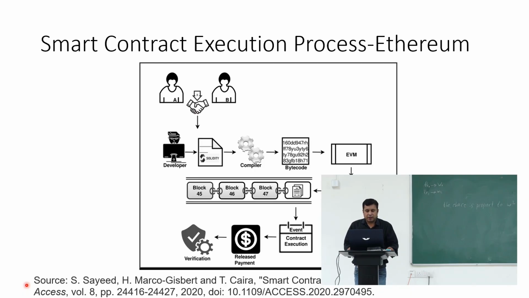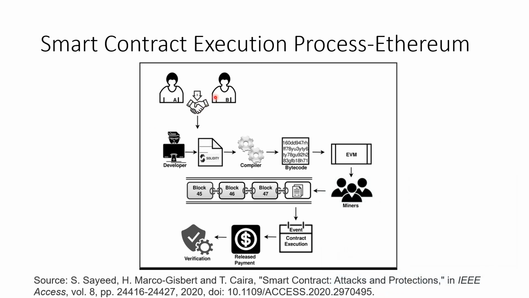If you see the smart contract execution process on Ethereum, the two parties are meeting, and they agree to their terms and conditions. Whatever terms and conditions they create, they will take to the developer. The developer will convert those conditions into code. That code will be compiled. The compiled code is converted into byte code, and such a byte code based contract can be executed over the Ethereum virtual machine.